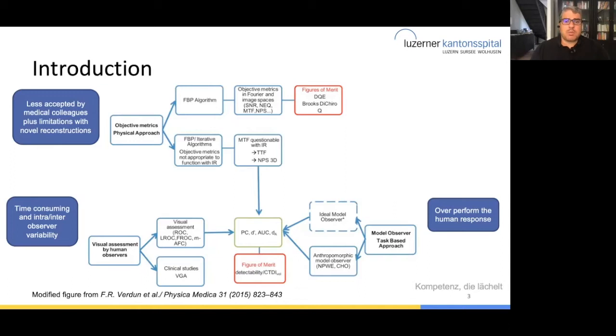Lastly, we have mathematical model observers. The problem is that these always overperform the human counterpart, and they still require the introduction of noise to match the performance of the human.